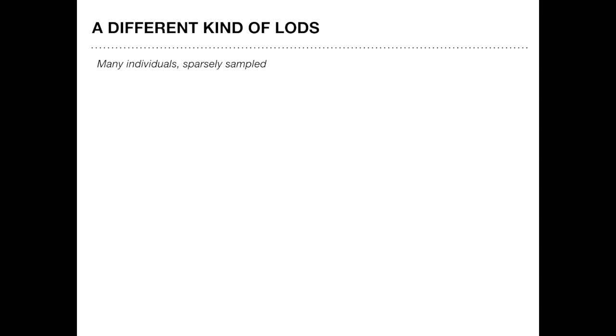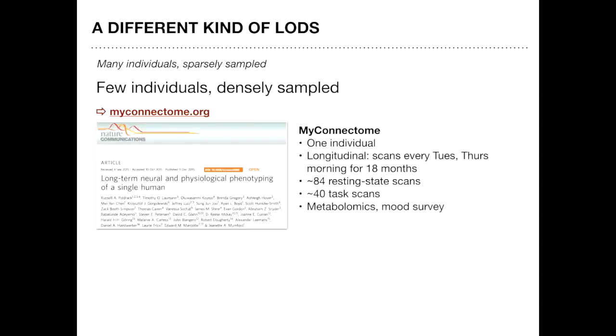And there's been a recent movement that I think is very commendable to complement these types of data sets with another type of data set, which is that people are collecting lots and lots of data on few individuals. Some examples of this would be the MyConnectome data from Russ Poldrack. So this was Russ scanning himself every Tuesday and Thursday morning for 18 months. There's about 84 resting state scans, 40 task scans. He did blood draws, mood surveys, etc. So this is a very densely sampled single individual.